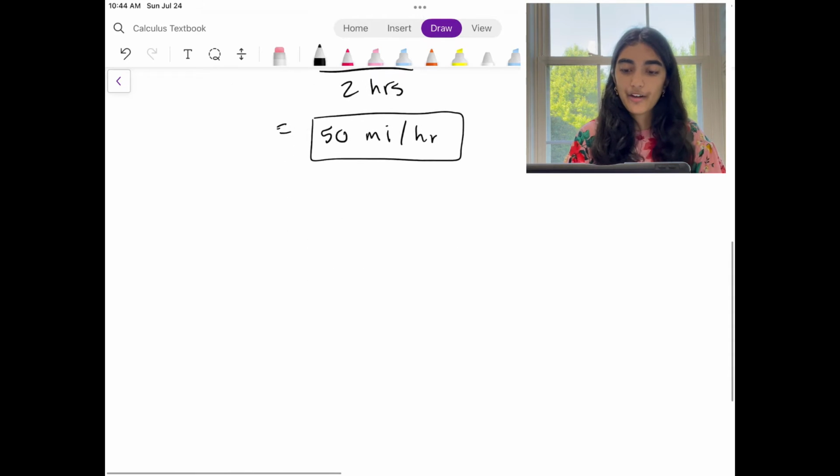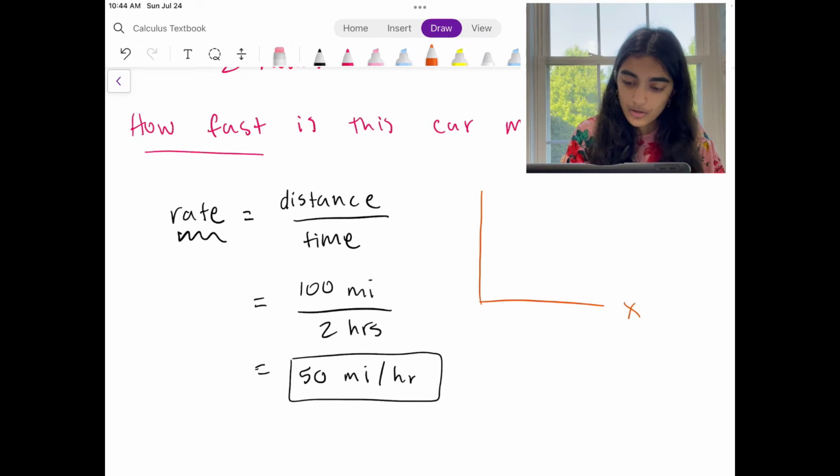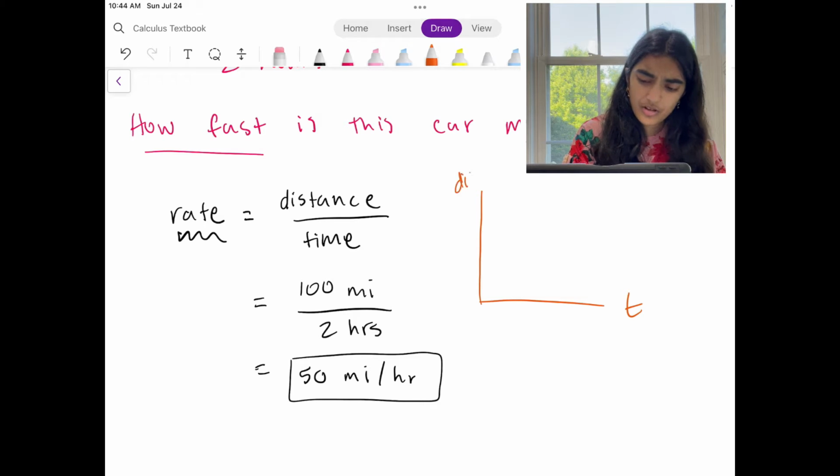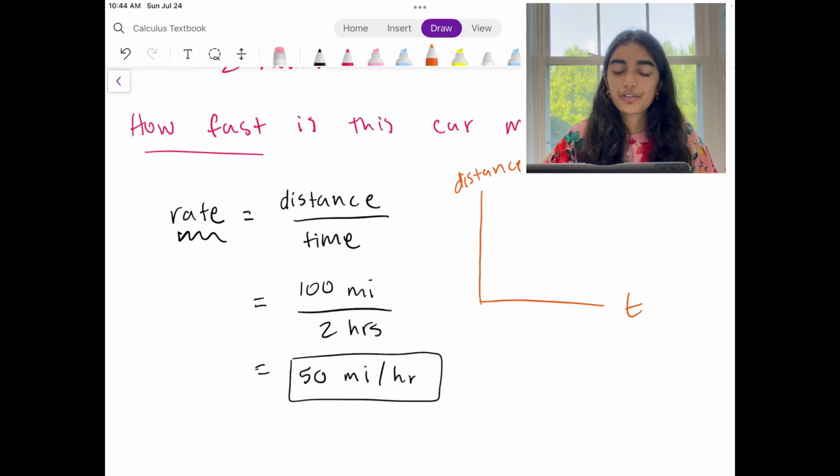Okay, let's look at a graph. Let's graph this, right? So we have a y-axis, we have an x-axis. Let's make this time and distance. So let's call it distance, and this is in miles. What is this going to look like graphically? Is it going to look like a curve? No, it's not going to look like a curve. It's going to be a line.